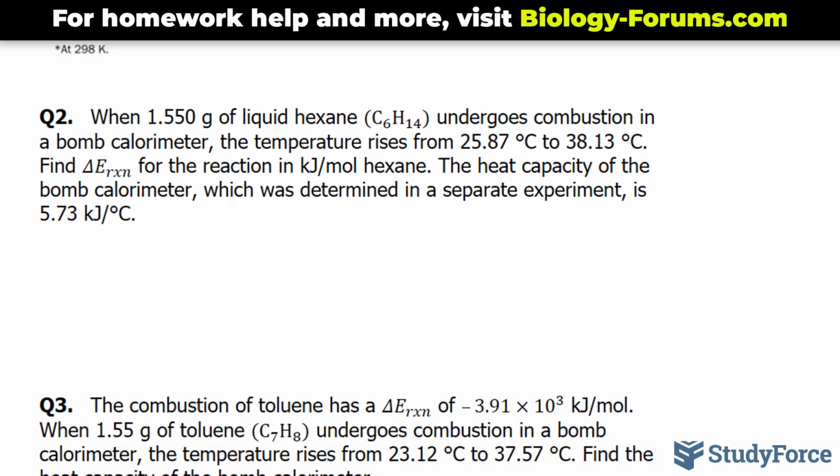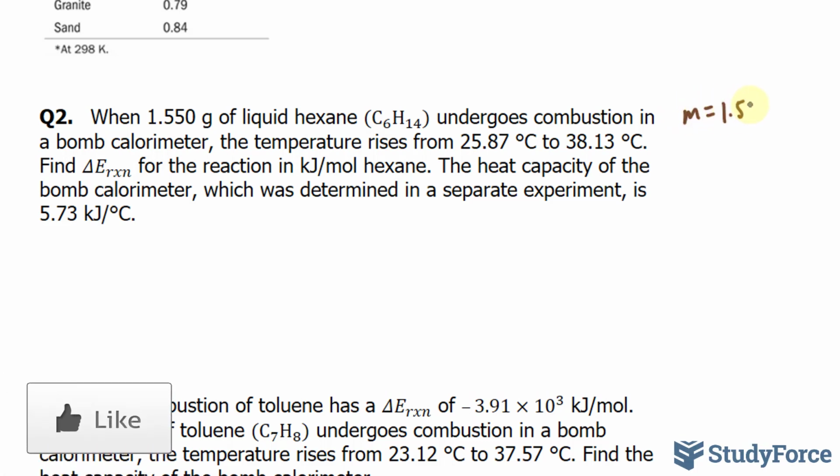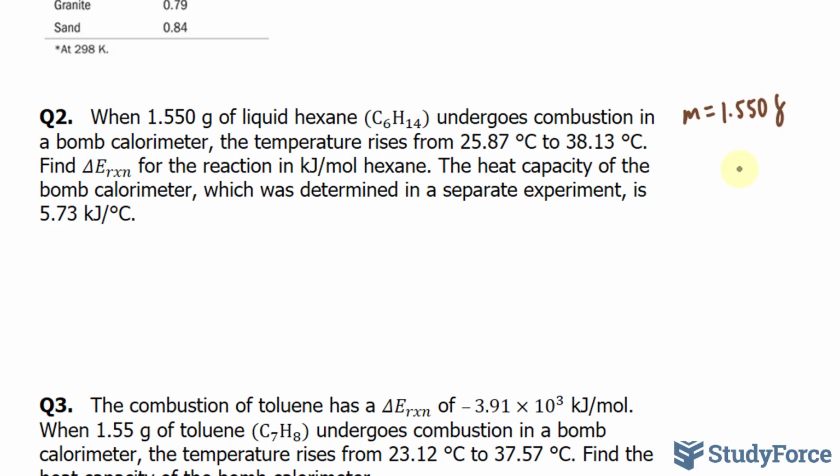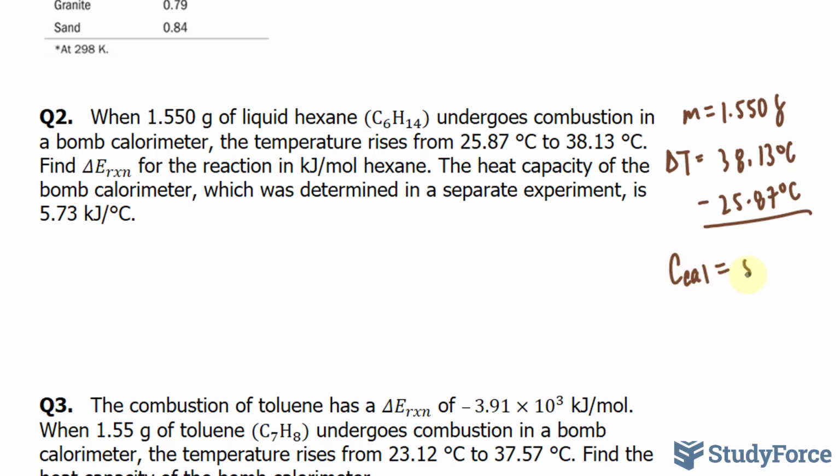Let's start off by writing out everything we know. This question is very similar to question number 1, so if you'd like a challenge, make sure to wait for question number 3, which will be shown soon. We're told the mass of hexane, it's 1.550 grams. We're also told the start and finishing temperatures, so we can find delta T by subtracting 25.87 degrees Celsius from 38.13 degrees Celsius. We'll do that in a moment. In addition, they've told us what the heat capacity of the calorimeter is, and I'll represent that as capital C sub CAL, equal to 5.73 kilojoules per degree Celsius.